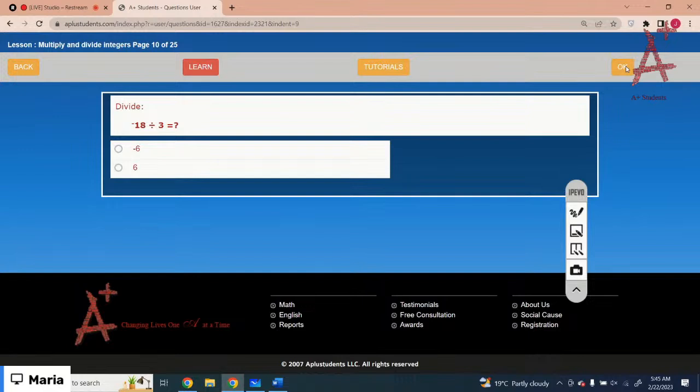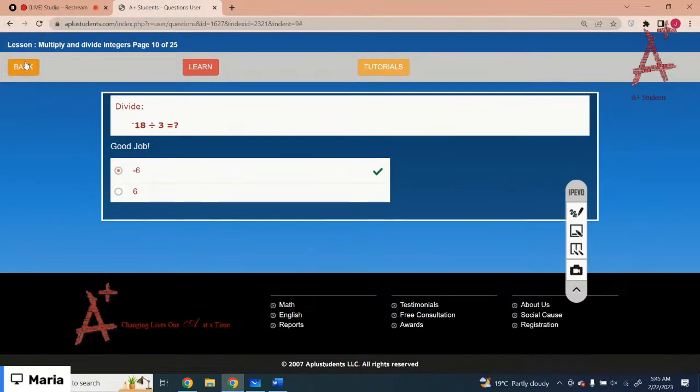Okay, the next one is negative 18 divided by 3. So which is the correct option? Negative 18 divided by 3 equals... yes, very good. It is negative 6. Okay, you can complete the test by yourself later today.